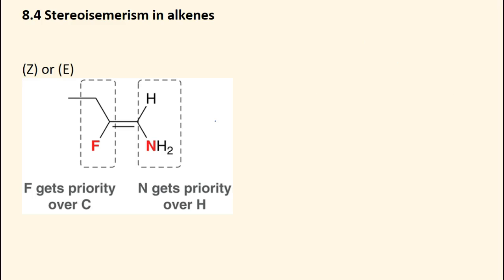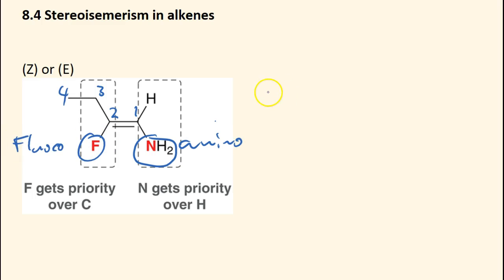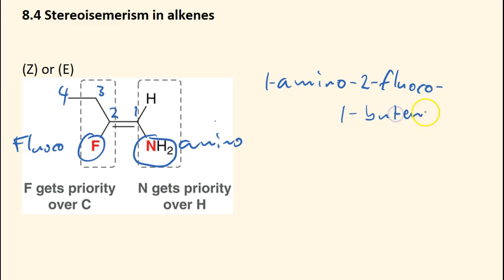So if we wanted to name the compound that's pictured here, we've got 1, 2, 3, 4 carbons. So it's a butene, it's a 1-butene, right? And we have an amino group and a fluoro group. And so we call this 1-amino, and of course you need a dash, 2-fluoro, 1-butene, and it's the Z isomer.